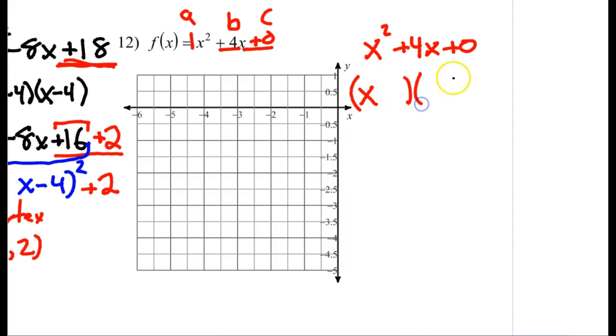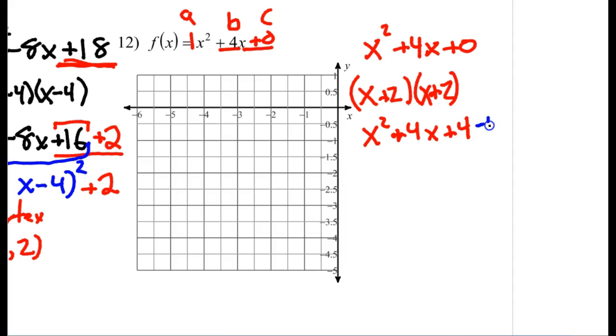So we need 2 binomials. Right. So we'll get half of b is 2 and 2. Right. So we're going to get x squared plus 4x. Right. 2 times 2 is 4. So what do I need to do after this to balance it out?